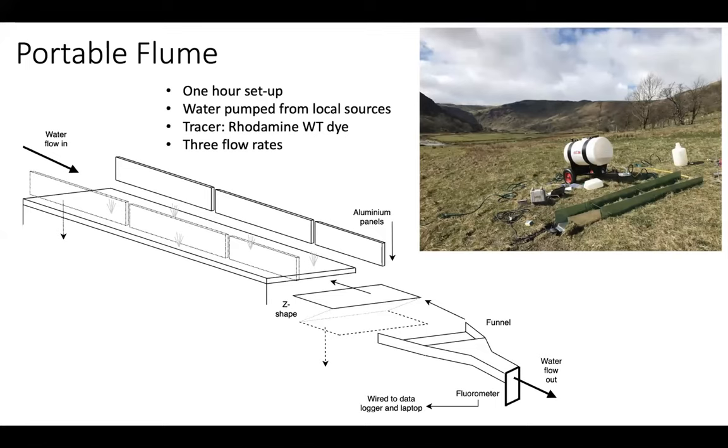That's a fluorescent dye that we injected at the top of the flume. And then it's picked up by a fluorometer, which measures changes in fluorescence at the bottom of the flume, linked to a data logger. So using that, we could test the timing between injection and peak rhodamine fluorescence, and therefore measure the overland flow velocity. And we did this for four separate habitats across three different flow rates.